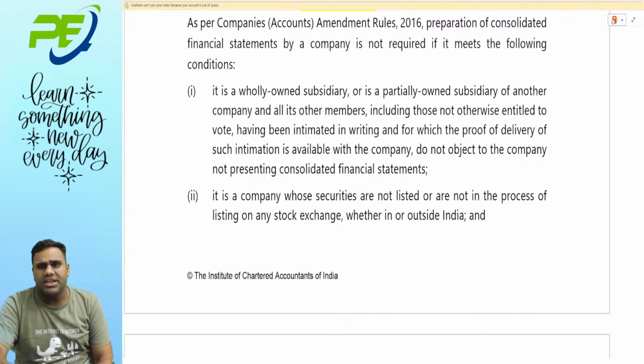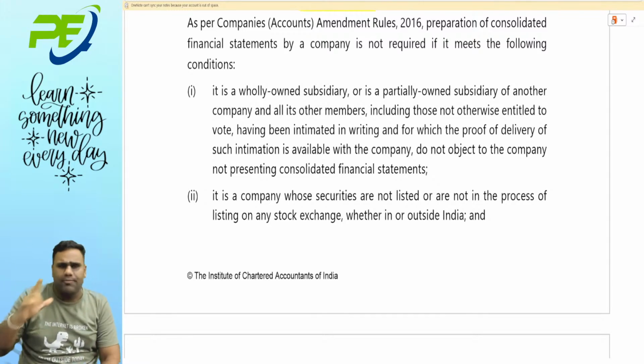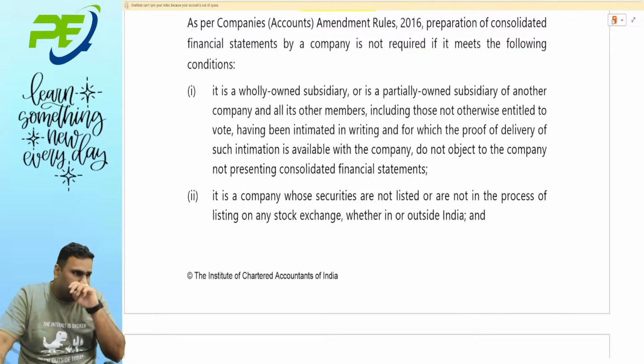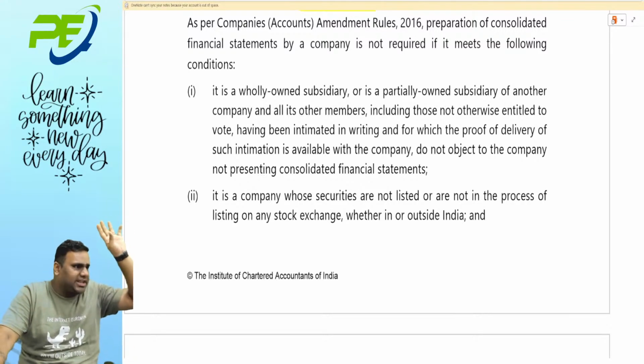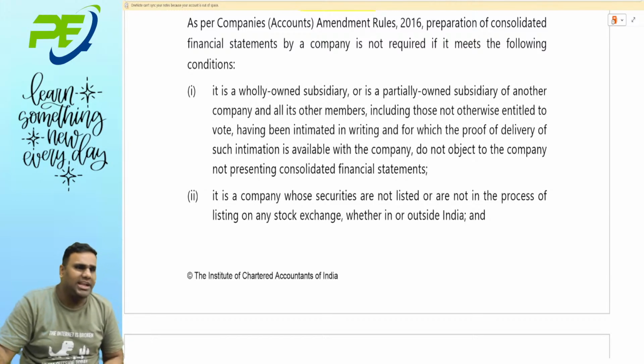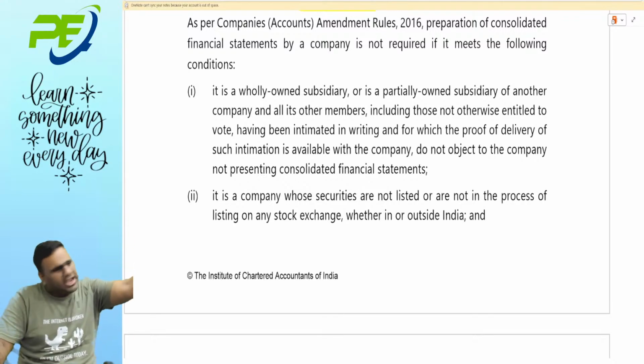What is wholly owned subsidiary? 100% voting power in the subsidiary is with one company. Or it's a partly owned subsidiary. So they are telling whatever subsidiary it is, and all its members, including those not otherwise entitled to vote, have been intimated in writing and for which the proof of delivery is available, do not object to the company not preparing the consolidated financial statement. Very simple. Your holding company shareholders are okay, don't prepare.